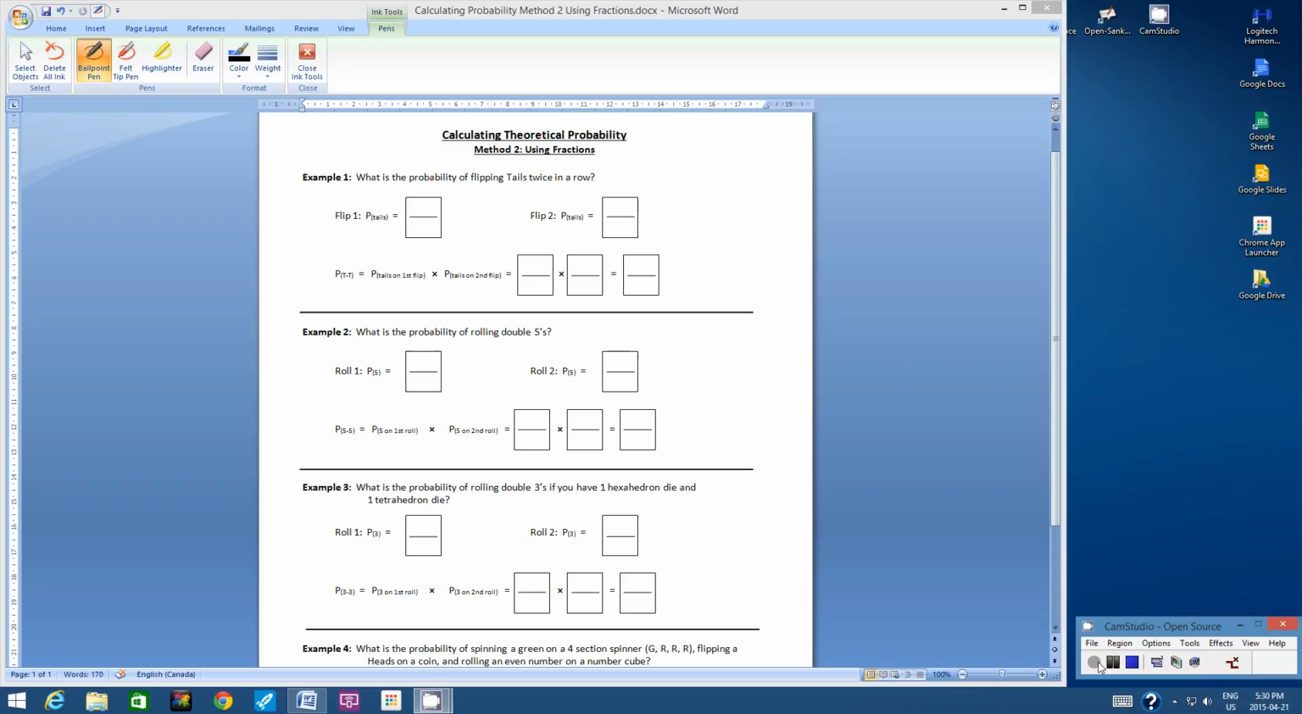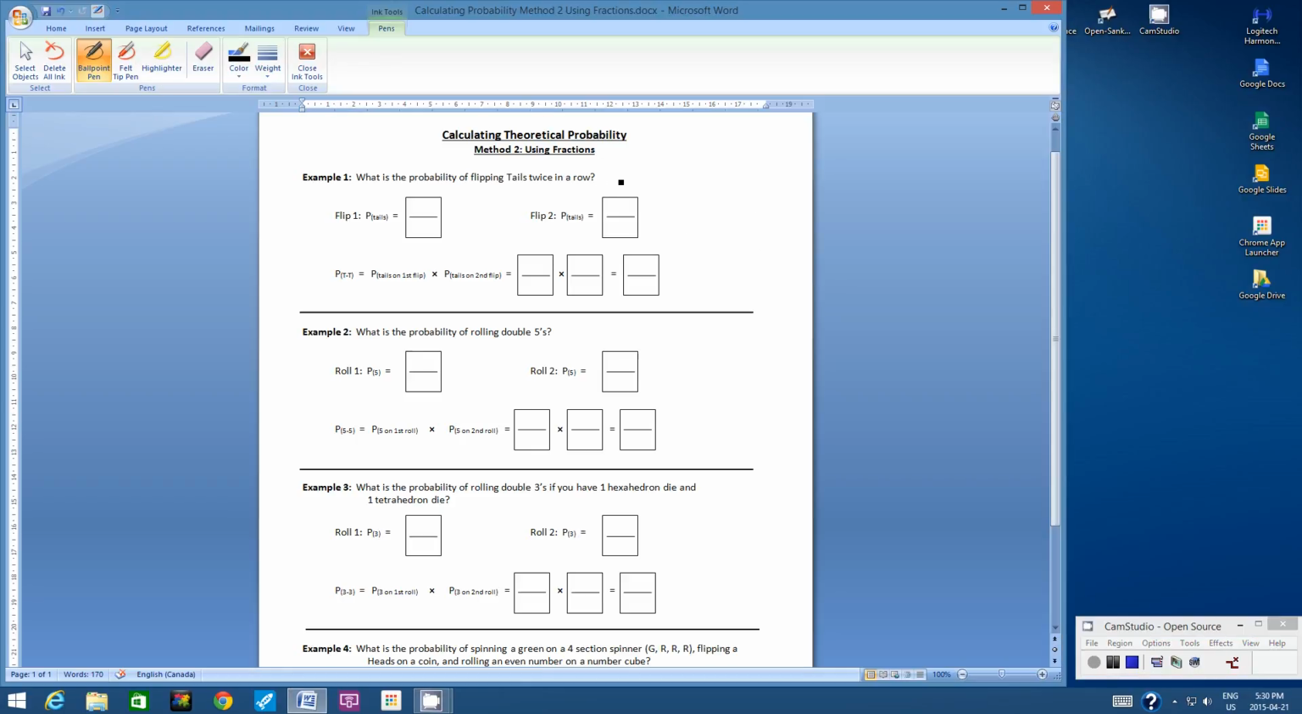Example 1. What is the probability of flipping tails twice in a row? So obviously we're talking about flipping a coin, right? Up to now, what we did was we listed all of the possible outcomes. So what I want you to do is, just over here in the corner, list all of the possible outcomes. Now remember, we're flipping a coin 2 times in a row.